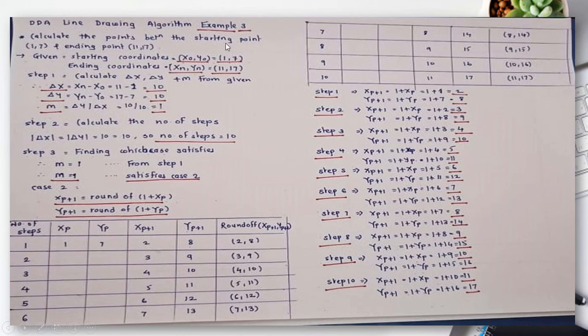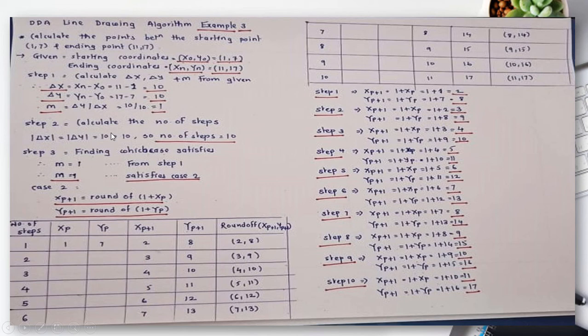Calculate the points between starting point 1 and 7 and ending point 11 and 17. So from that, given will be the starting coordinates x0, y0, 1, 7. The ending coordinates will be xn and yn, 11, 17. So step 1 is to calculate differential of x, differential of y and the slope of that line, that is m, from the given values. So the differential of x will be 11 minus 1, 10. Differential of y will be yn minus y0. So 17 minus 7 is equal to 10. The slope of that line will be differential of y divided by differential of x is equal to 10 by 10. So it has value 1.